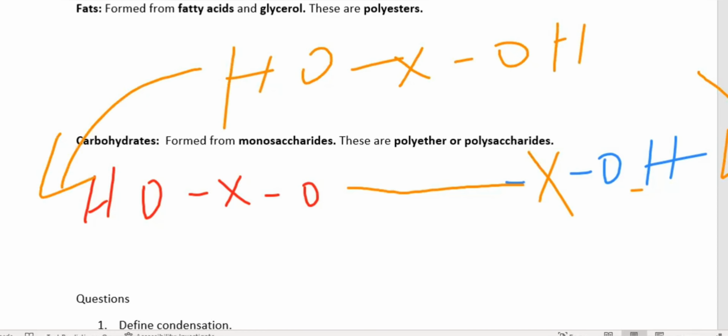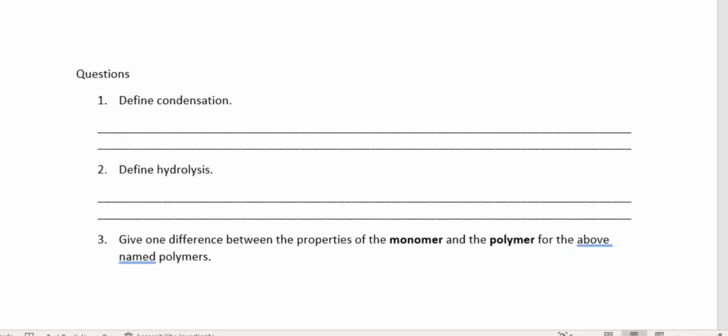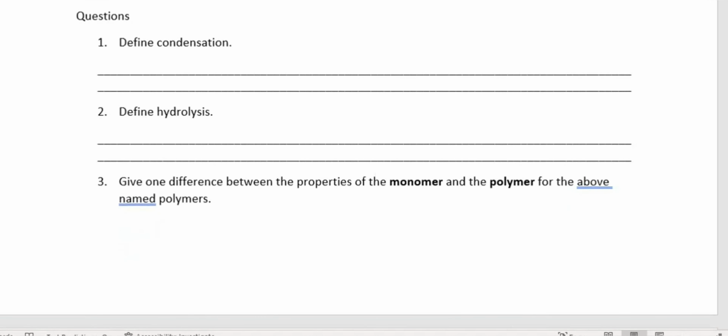So we will proceed again. Now it says questions: define condensation. The combination of two molecules to produce a larger molecule and a small molecule, which is usually water. All right, then define hydrolysis. Hydrolysis is the breakdown of a polymer using water.